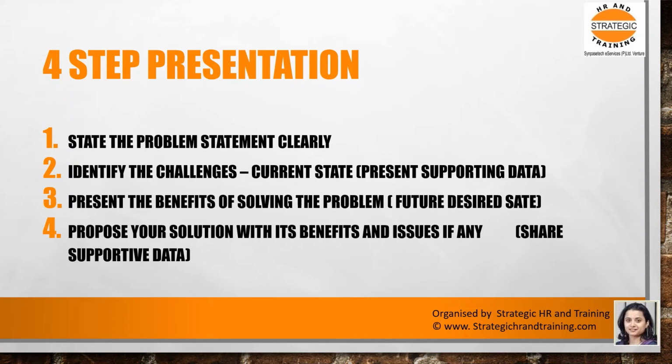So this is a 4-step presentation model. Very simply, if you look at it, the first 3 steps are only proving the problem. You're sharing the solution only in the last step. That's how critical defining the problem is in getting the buy-in of the people. They need to understand what the problem is and why solving it is important. What are the challenges you're facing in the current state and what are the benefits it can yield to them in the future. And then you suggest the solution of how to approach and resolve this problem.